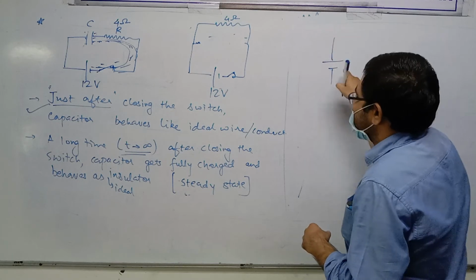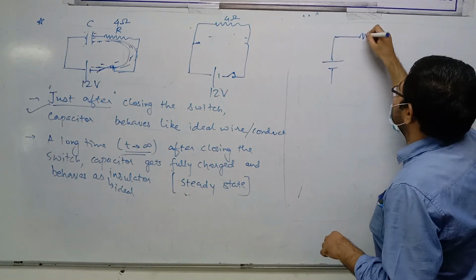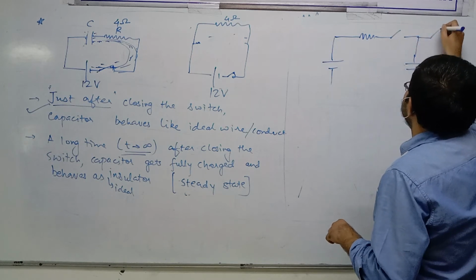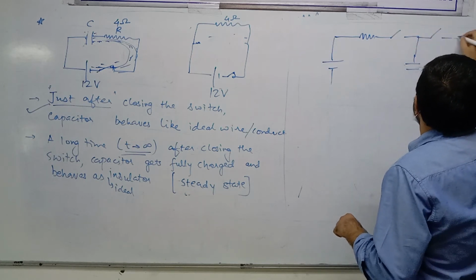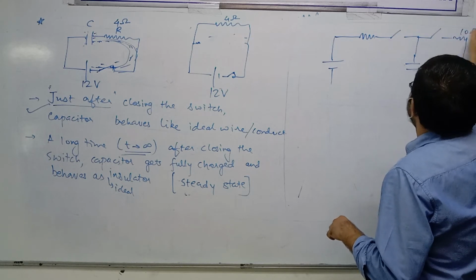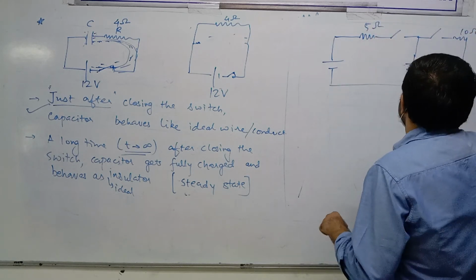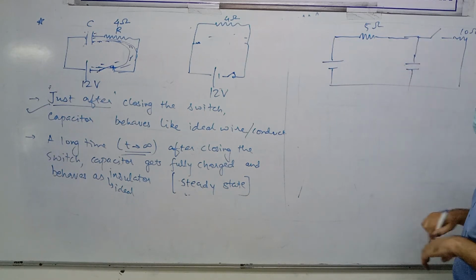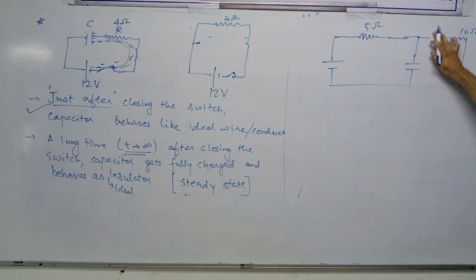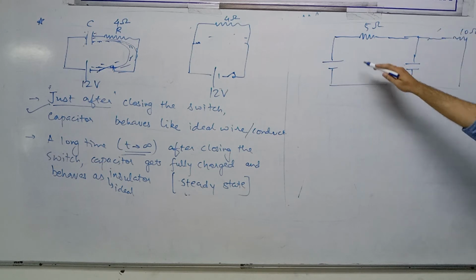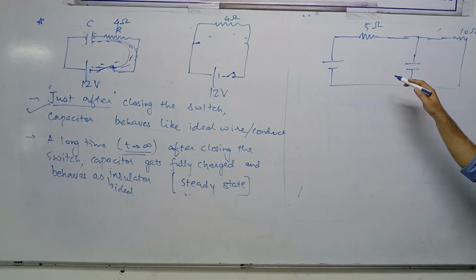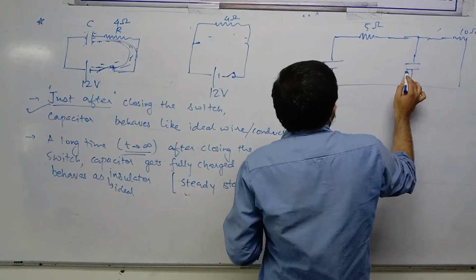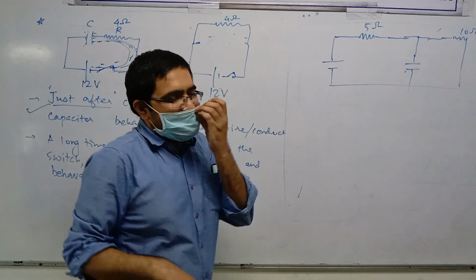So here is the battery, here is the capacitor, and here is another switch. Here there is a 10 ohm, and this is 5 ohm, and then it's like this. If you close S1, there is no doubt about it. Now if you close this also, then current will flow through this. Is it clear?